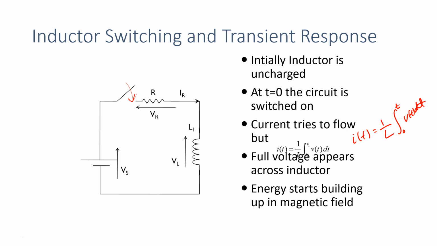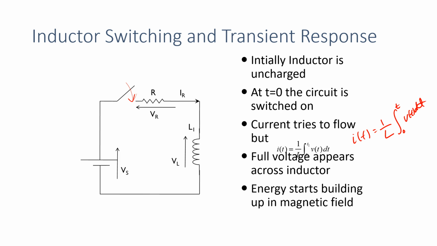The full voltage appears across the inductor because there's no current, and since there's no current through the inductor or the resistor, there's no voltage drop across the resistor. So the full voltage Vs appears across the inductor. So with the capacitor in the beginning, we had an initial current. Now here we're going to have an initial voltage.